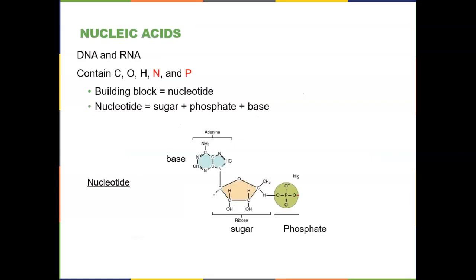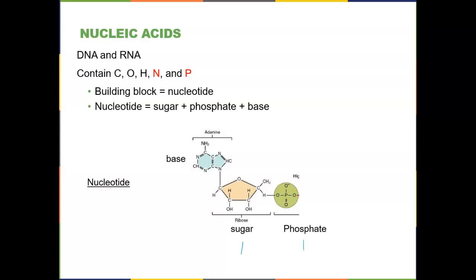Next up then is nucleic acids. These are your DNA and your RNA. You don't need to be able to list everything that they are made out of. The building blocks of nucleic acids are nucleotides. So each nucleotide is composed of a sugar and a phosphate, and then this nitrogen-containing base.